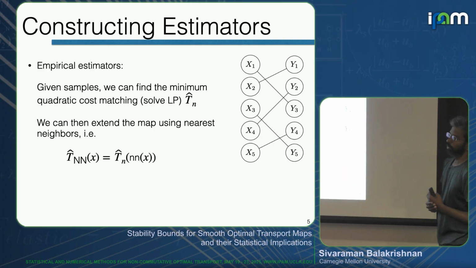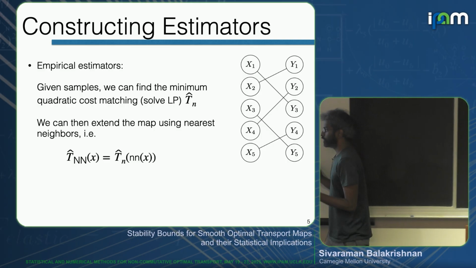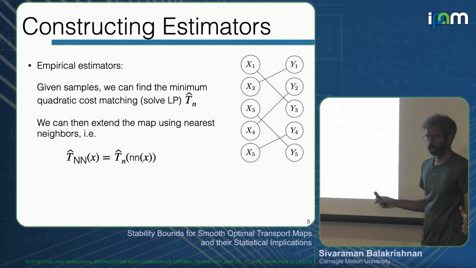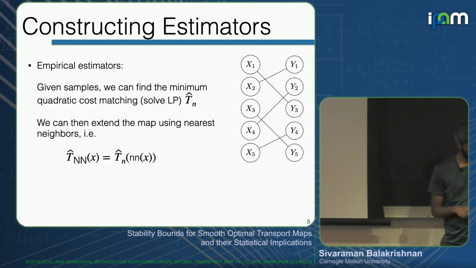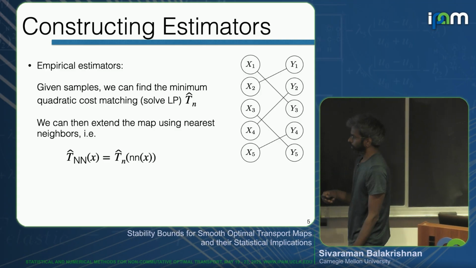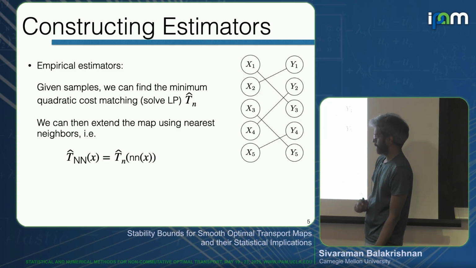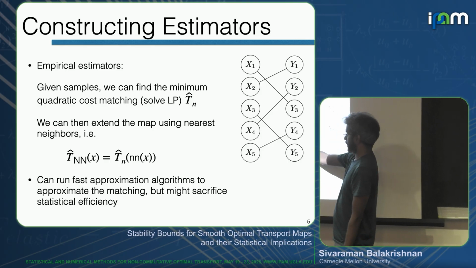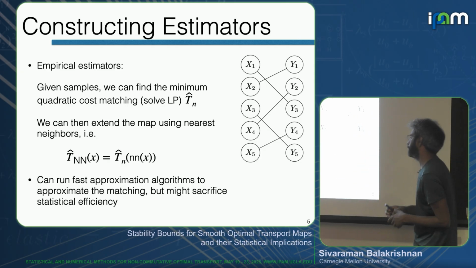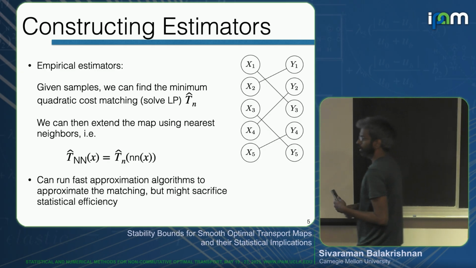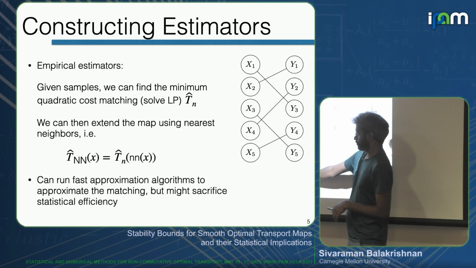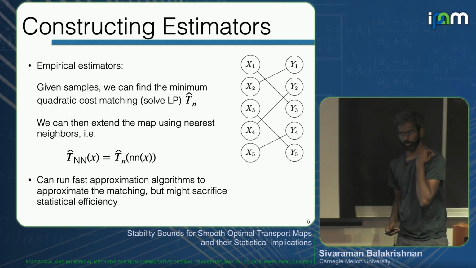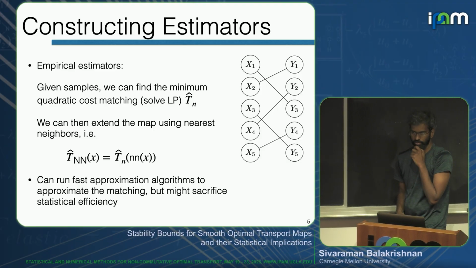Right? So this is a potential extension of the transport map, which is defined on the sample. You extend it out of the sample using the nearest neighbor principle. And so we'll call this the one nearest neighbor transport map. Just a note, you can compute this. This is an actual easy to compute map. You can also try to compute it more efficiently using something like Sinkhorn algorithm, but you might lose some statistical efficiency doing this. Okay, is everyone good so far?